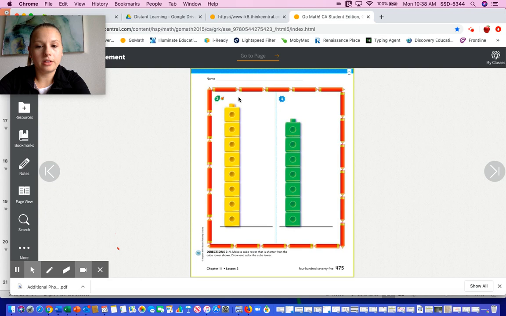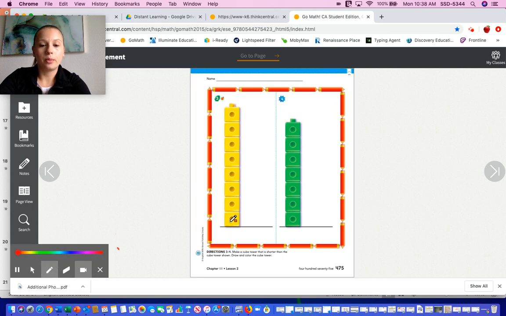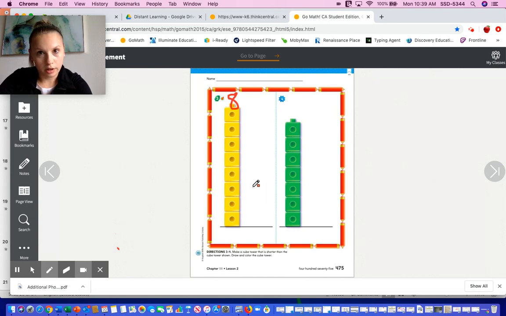On this one, we're going to make a cube tower that's shorter than the cube tower shown. So let's count the yellow cube tower, shall we? Here we go. 1, 2, 3, 4, 5, 6, 7, 8. Whoa, that's a big one. And luckily, we need to make a cube tower on the side here that's shorter. We know shorter is smaller in height. So I can do that. I can, because that's shorter, but I can add some more if I want.